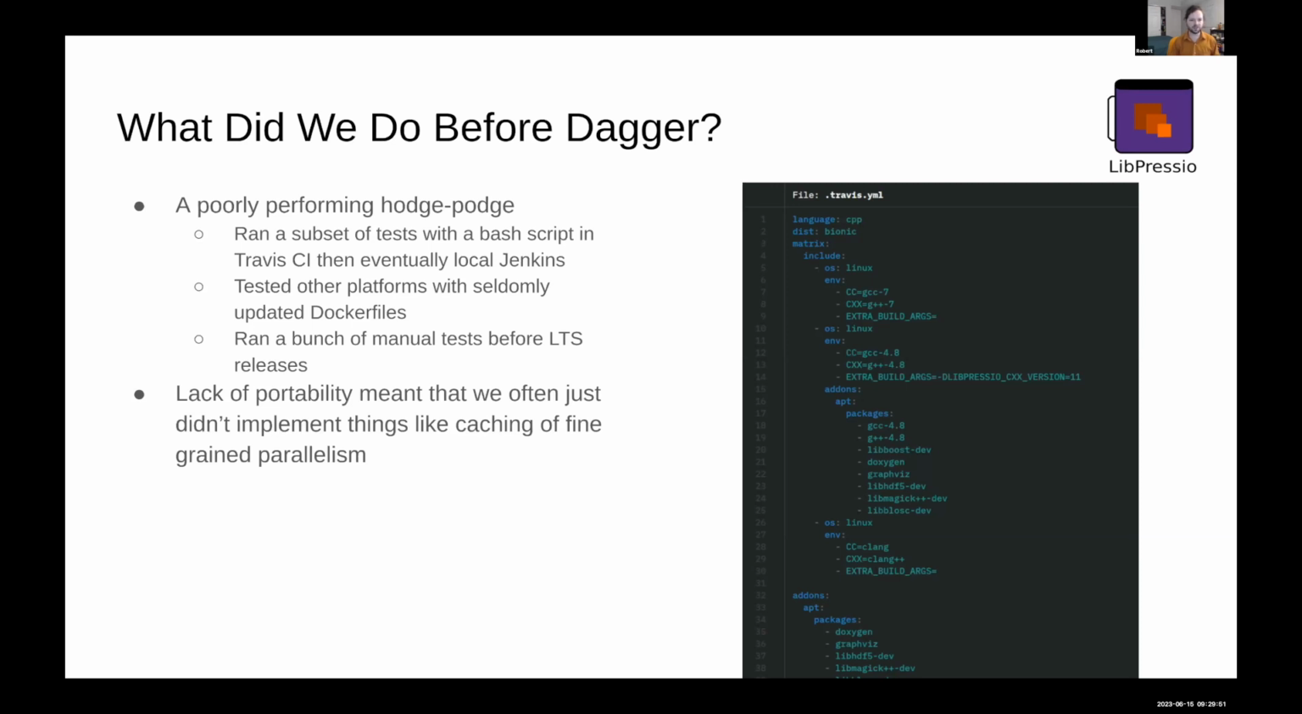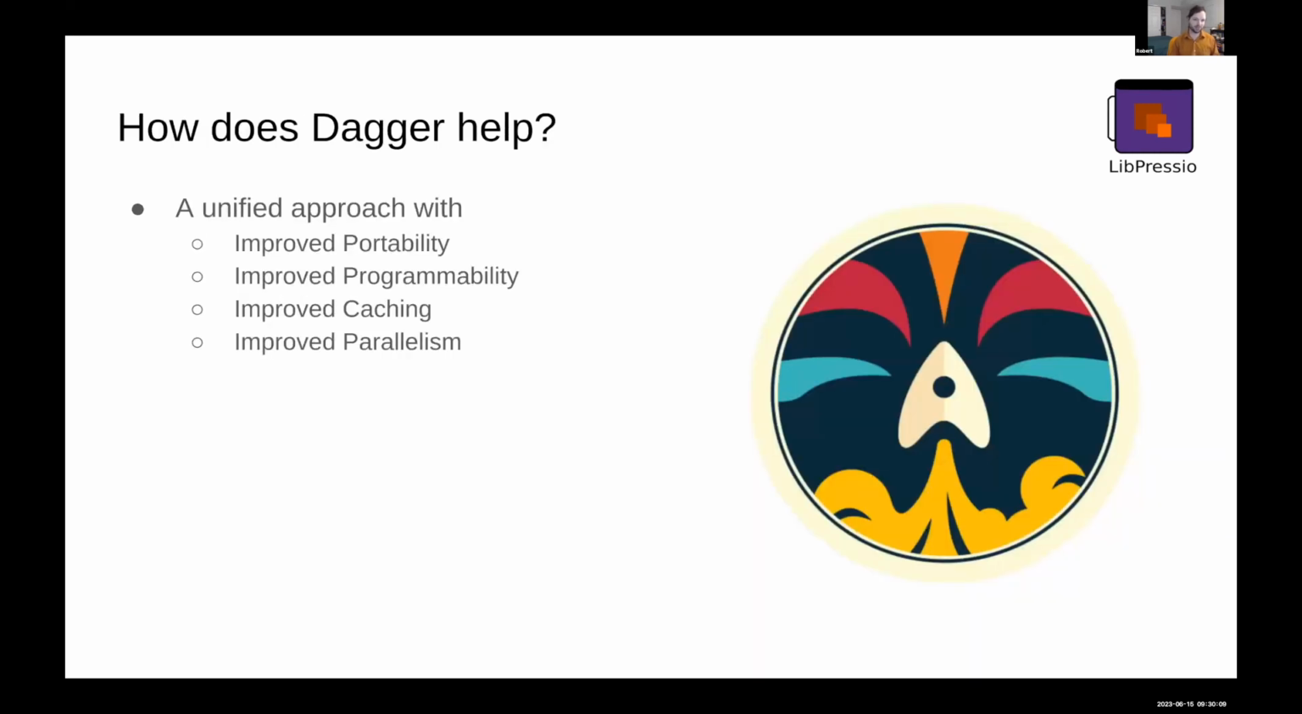And then we would have to run a bunch of by-hand tests before we do our LTS releases. And all of this lack of portability that we had, because we were having to deal with how each different CI/CD system did things, means that we often didn't implement things like fine-grained caching or fine-grained parallelism in the build. So how does Dagger help with all of this?